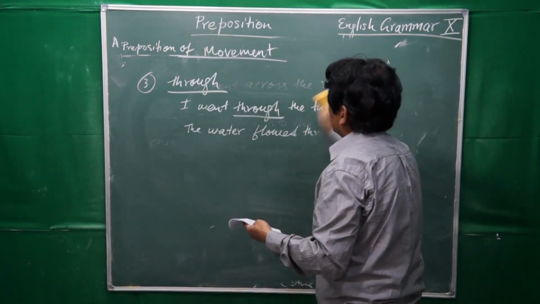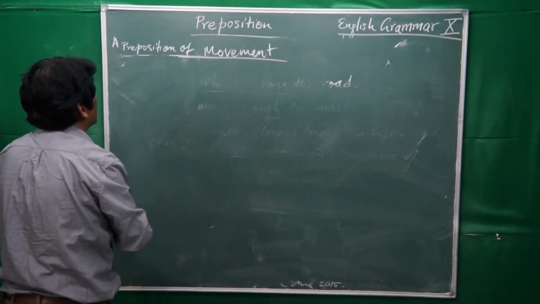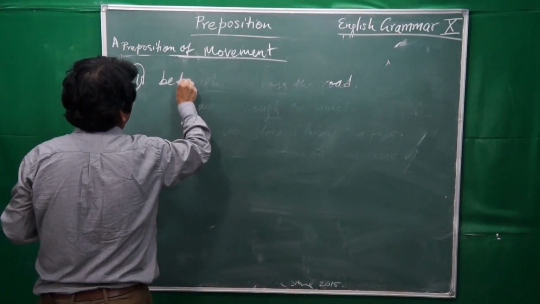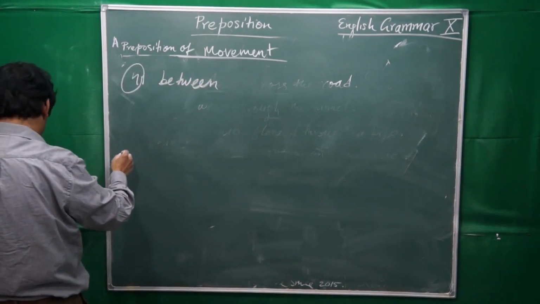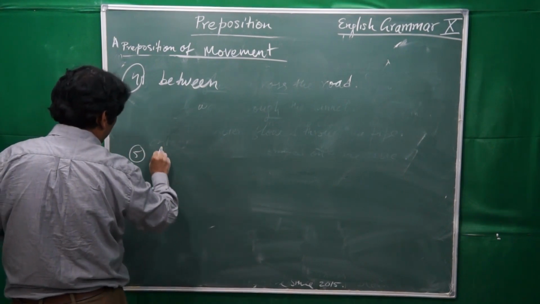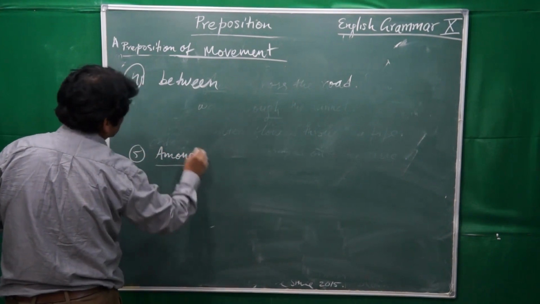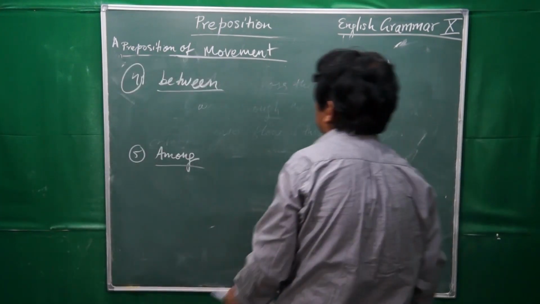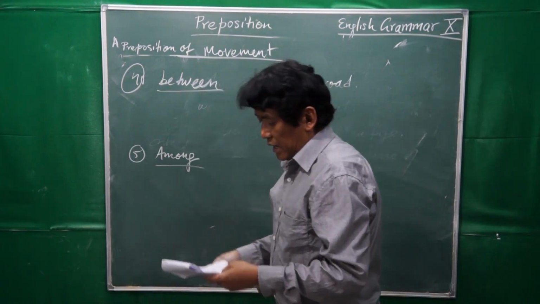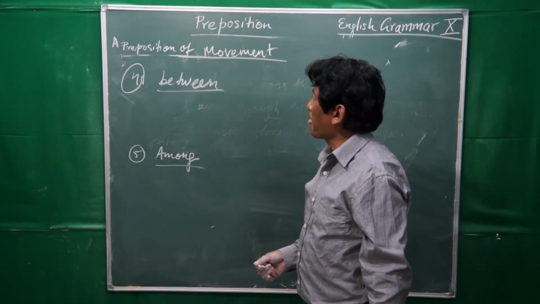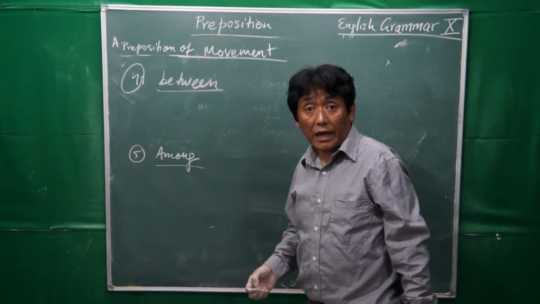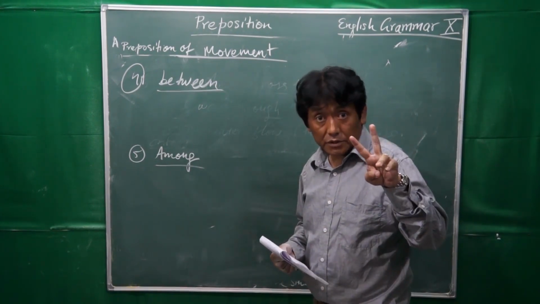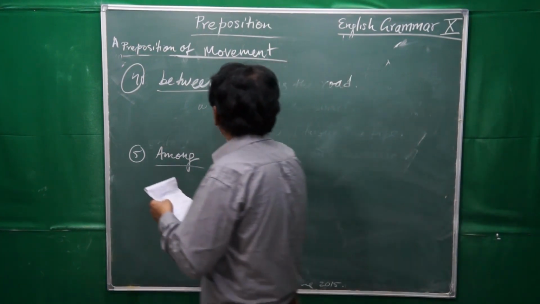Now I have another one, that is between. This is number 4, and number 5 is among. I'm writing these two together because you have to know the difference there. Alright, between means there has to be two persons, okay? And among means more than two persons. I'll show you how.